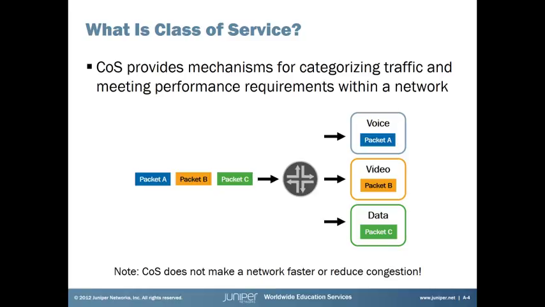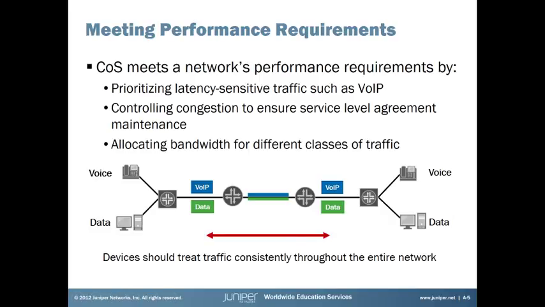So what does that mean? That means that when congestion occurs, this doesn't stop congestion, but it allows us to influence which packets get dropped. So our voice traffic will go through, our data traffic will get dropped. Or our video traffic will go through, our data traffic will get dropped. So we can influence what gets dropped. It meets the network's performance requirements by prioritizing latency-sensitive traffic such as VoIP, controlling congestion to ensure service level agreement maintenance.